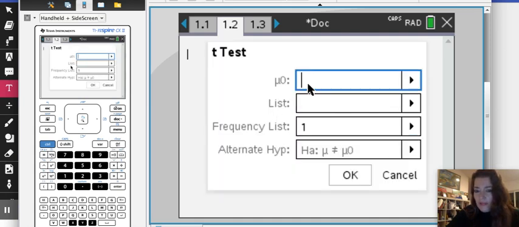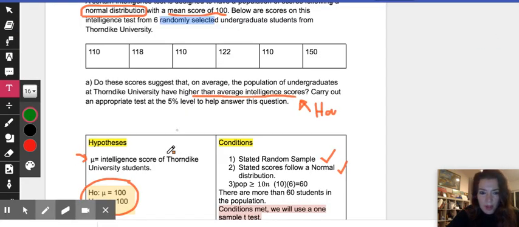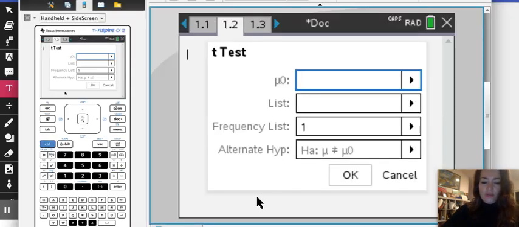Once we have our t-test, what we're going to do here is enter our population mean, which was given as 100. We could double check it over here. The population mean was given as 100. So I'm going to enter 100.